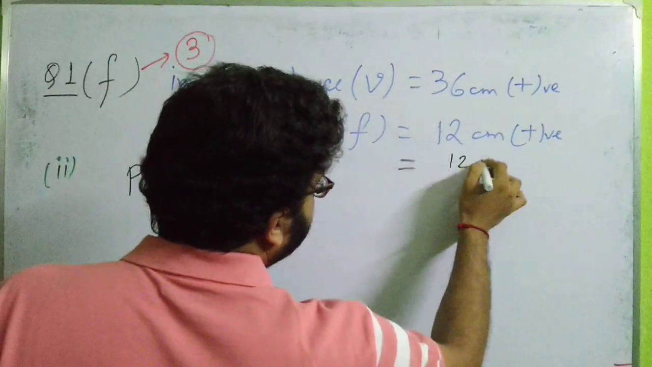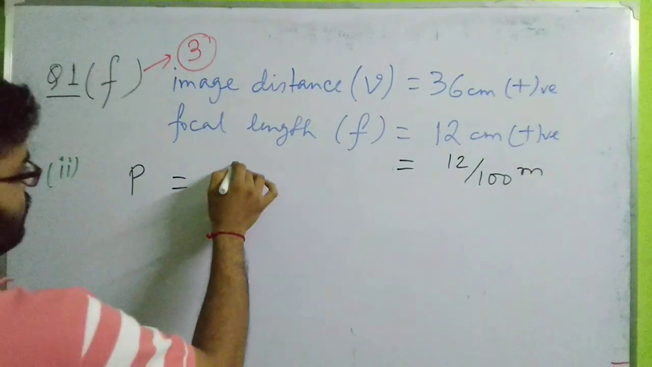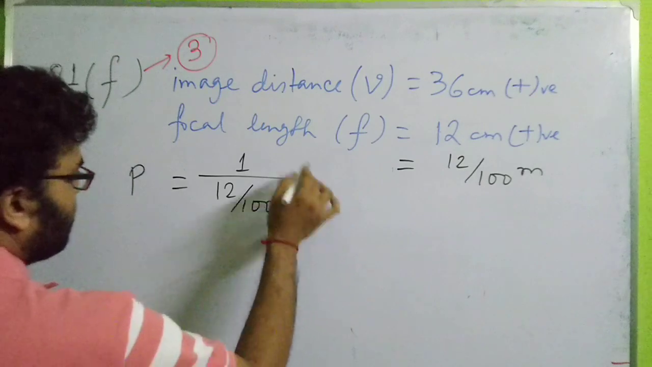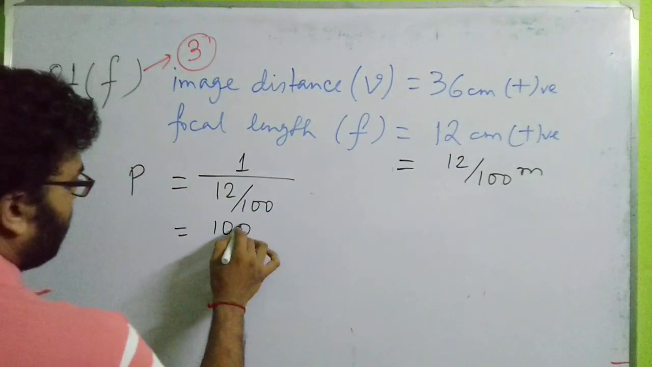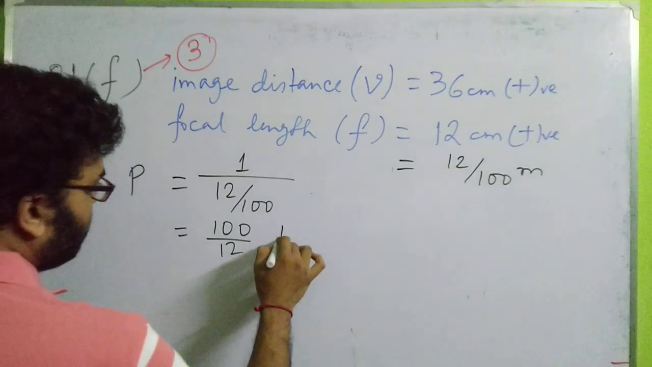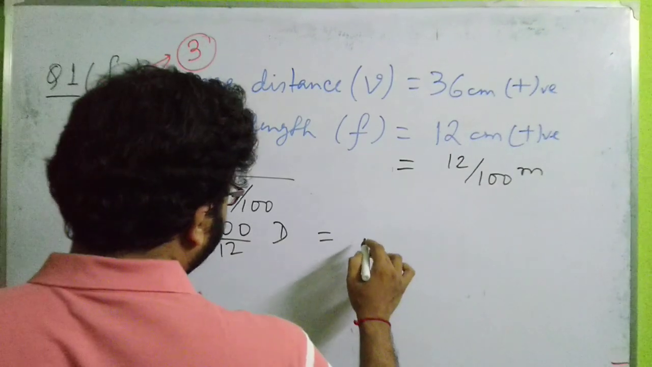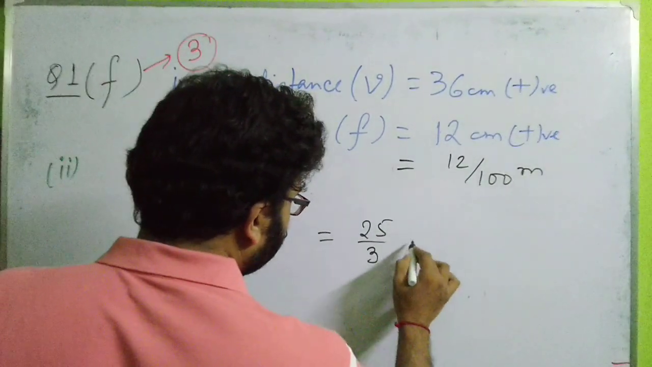So 12 cm means 12 by 100 meter, isn't it? Okay. So 1 by f means 1 by 12 by 100. This 100 goes up. So this turns out to be 100 by 12 diopter D. So cancelling it out, it turns out to be 25 by 3.